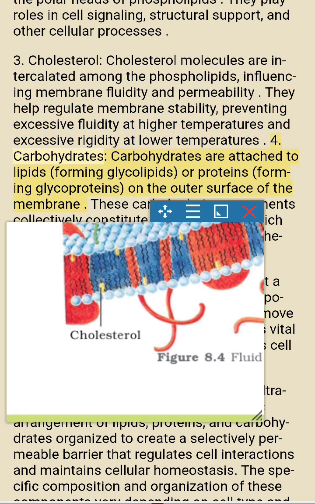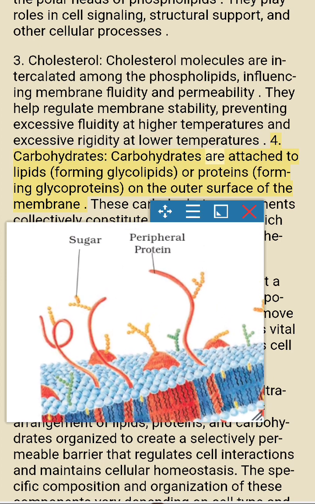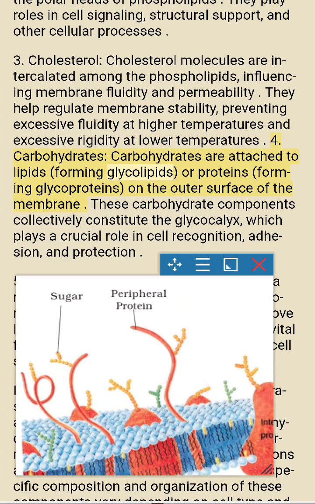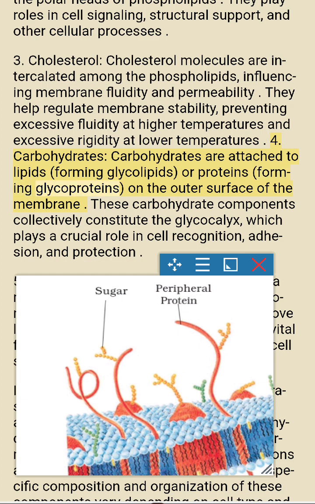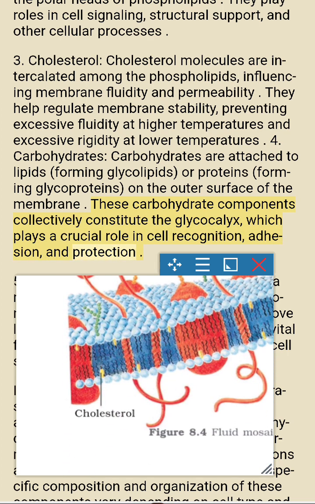4. Carbohydrates. Carbohydrates are attached to lipids forming glycolipids, or proteins forming glycoproteins, on the outer surface of the membrane. These carbohydrate components collectively constitute the glycocalyx, which plays a crucial role in cell recognition, adhesion, and protection.